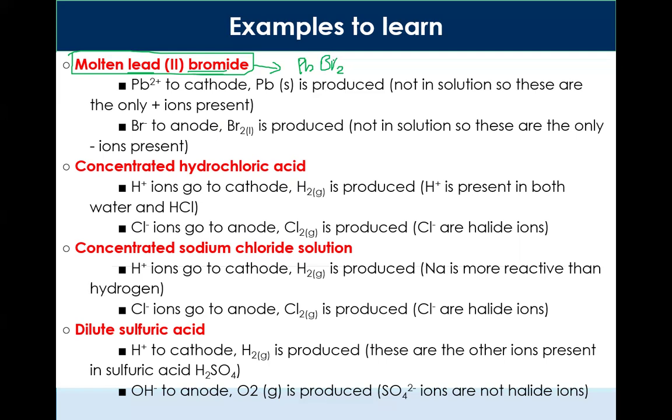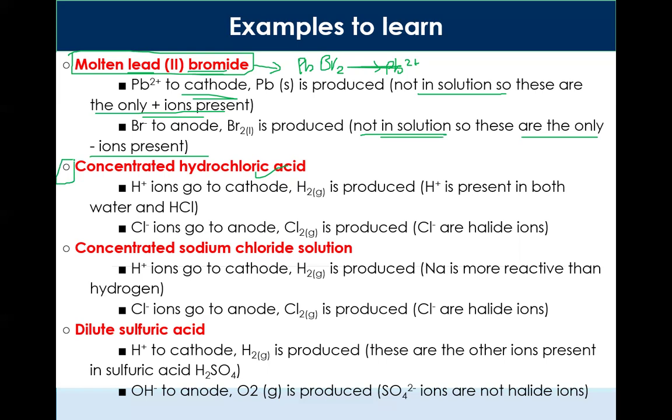Now, obviously, the lead ions are positively charged, right? So they will be discharged at the cathode, that is the negative electrode, right? And not in solution. So these are the only positive ions. See, that's what I was talking about. So this is a molten form. And the bromine is discharged at the anode. Because it's not in solution, these are the only negative ions present, right? Same goes for hydrochloric acid, right?